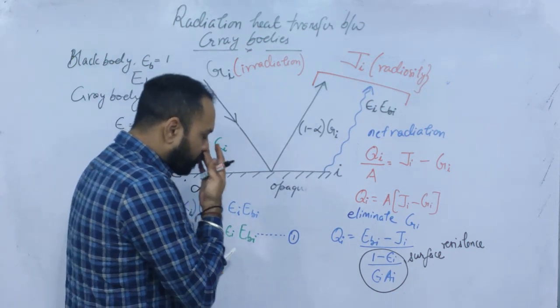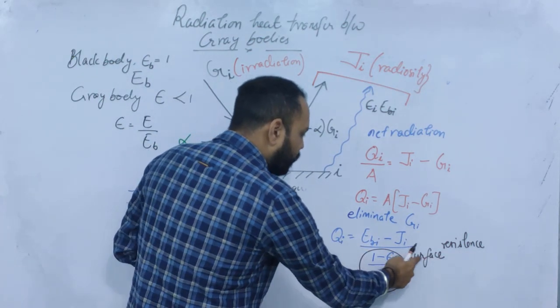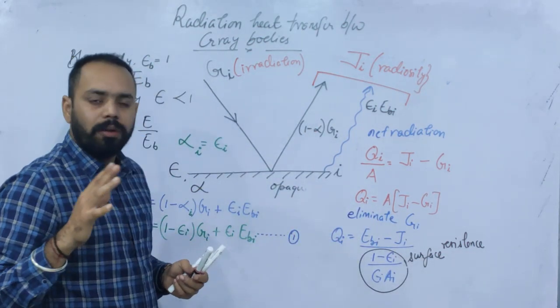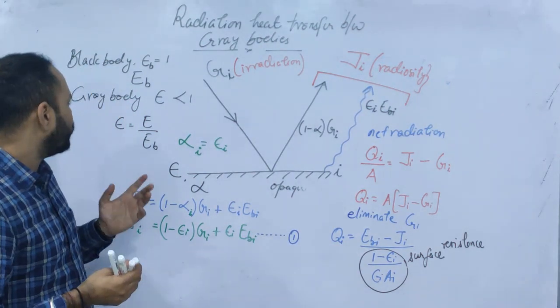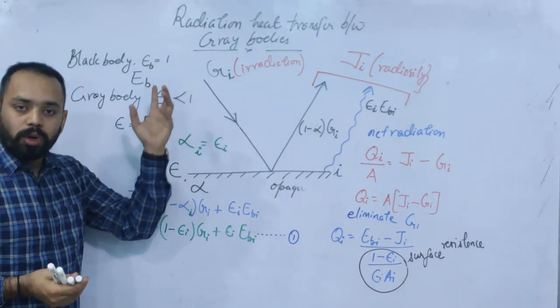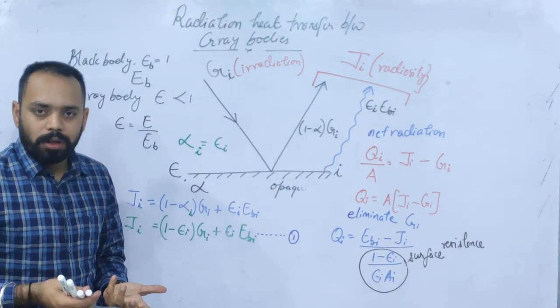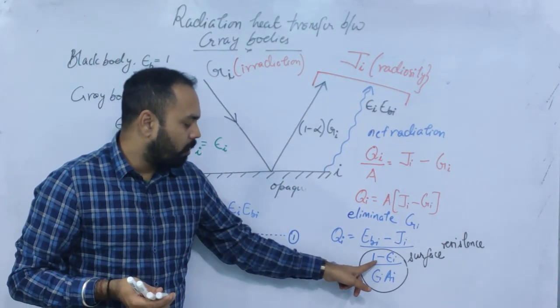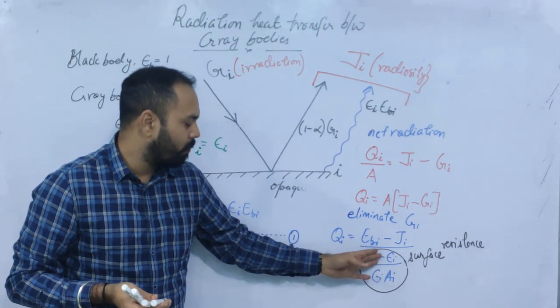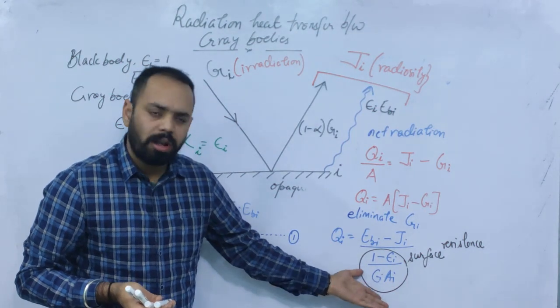Okay, so this is surface resistance for a gray body. Now, if the body is a black body, what is the emissivity of a black body? 1. So what should be the surface resistance of a black body? Do not try to find from here. You may get 1 minus 1. Okay, from here as well.